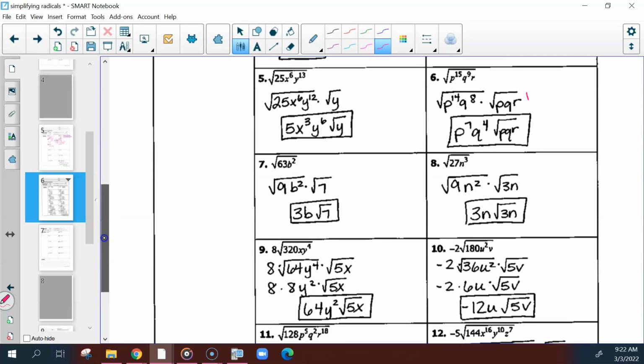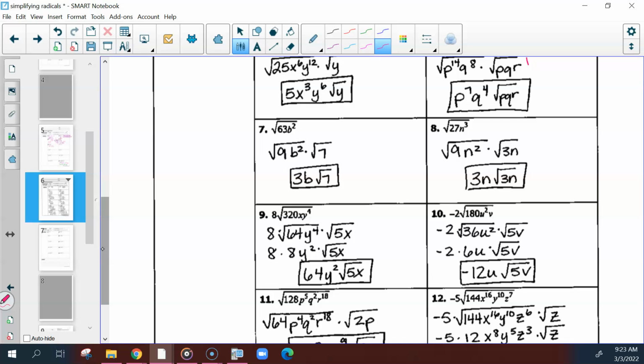Number 7. Final answer is 3b times the square root of 7. Questions on 7? Number 8. 3n times the square root of 3n. Questions on 8?